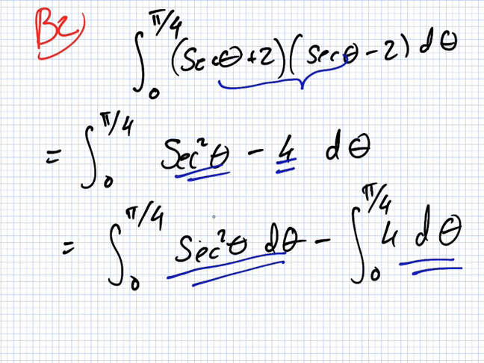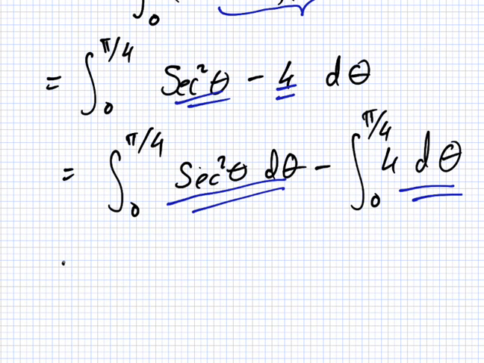Oh wait, no, we know the answer for this already, because we know that the derivative of tan is sec squared. Remember, this was semester 1. So then what's the antiderivative of sec squared? Tan. So in fact we know the answer already, we don't need to check the formula book.